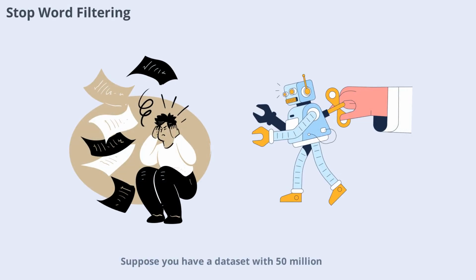Suppose you have a dataset with 50 million words and need to filter out common stop words. Storing stop words in a set lets you check membership in microseconds, making preprocessing much faster. Lists would slow you down, especially at this scale. Sets are the go-to choice for efficient AI data cleaning.